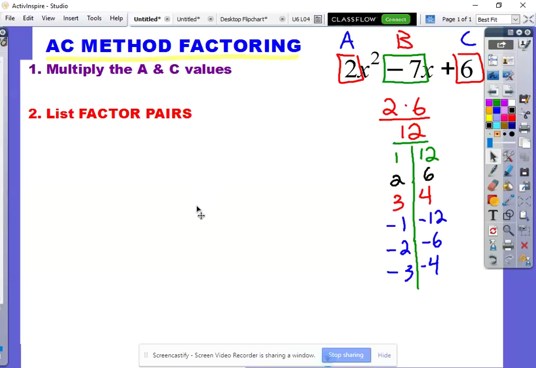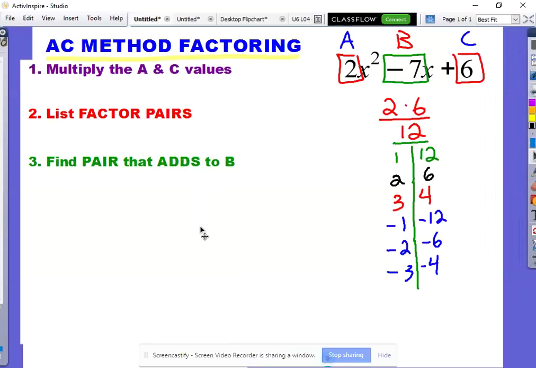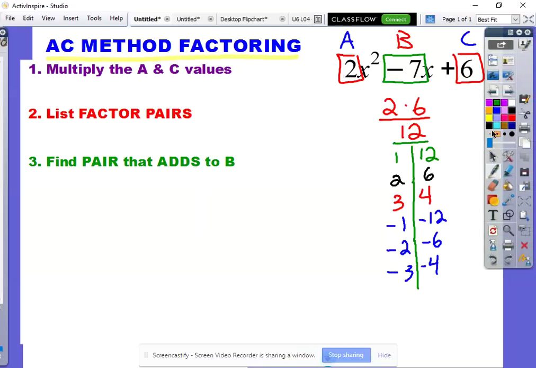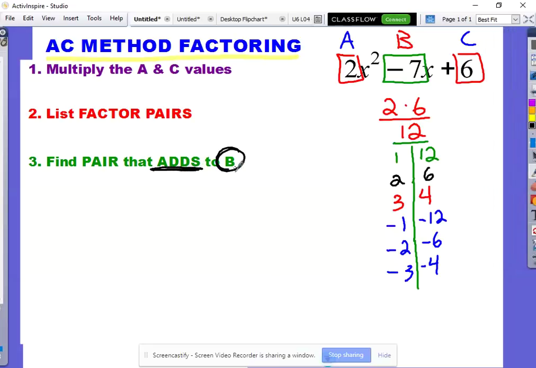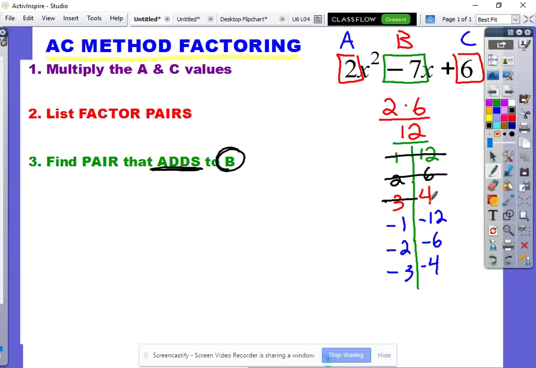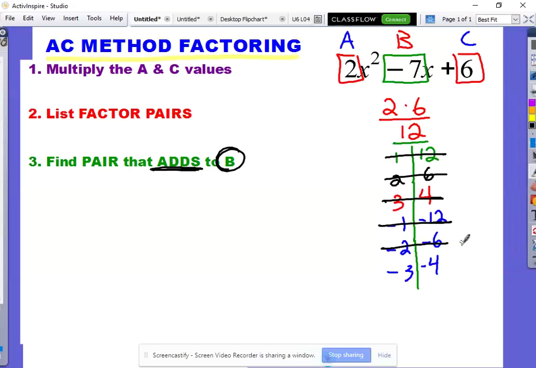Once you've listed all your factor pairs, step 3 is going to be to find which of these factor pairs actually adds up. Which of these factor pairs adds to your B value? So if we look at this right here, 1 plus 12 gives me 13. 2 plus 6 gives me 8. 3 plus 4 gives me 7, which is close, but we don't want 7. We want negative 7. So not him either. Not those, not that one, but here we are. Negative 3 and negative 4. Those, if we add them together, equal negative 7. So that's our factor pair that we want.